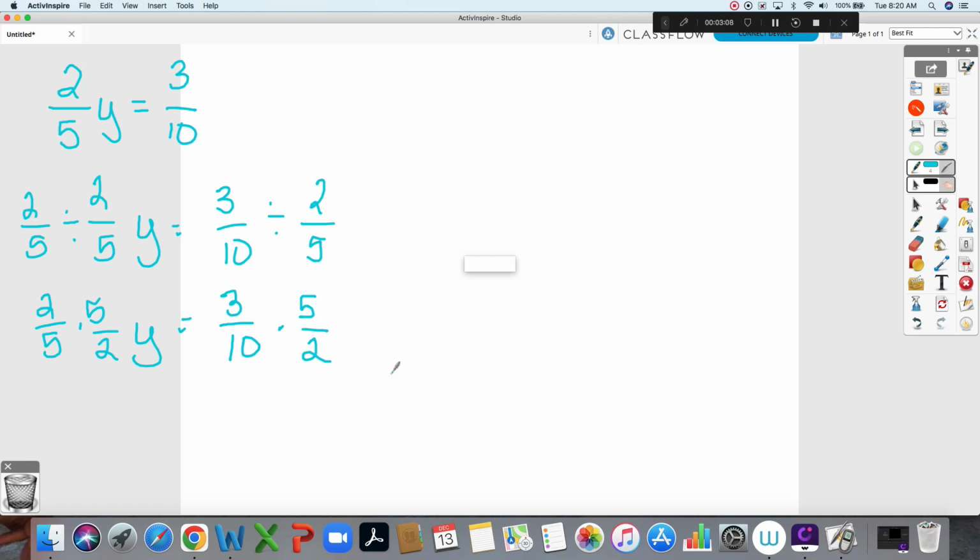Okay, so on this first side, these two fractions just cancel each other out. The 5s and the 5s and the 2s and the 2s, and that just leaves us this y hanging out over here. What can I cancel out on this side over here, Blake? The 10 and the 5. What would my 10 become? A 2, and my 5 would be a 1. So when I multiply straight across, 3 times 1 would be 3, and 2 times 2 is 4. So y equals 3/4.